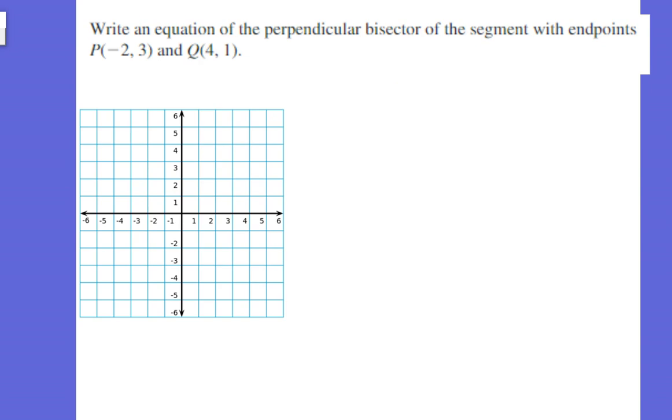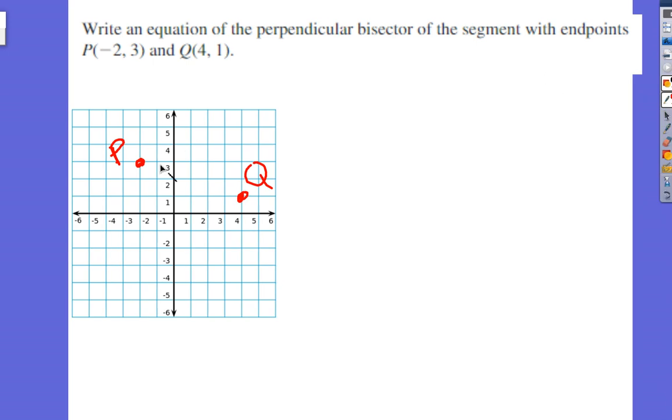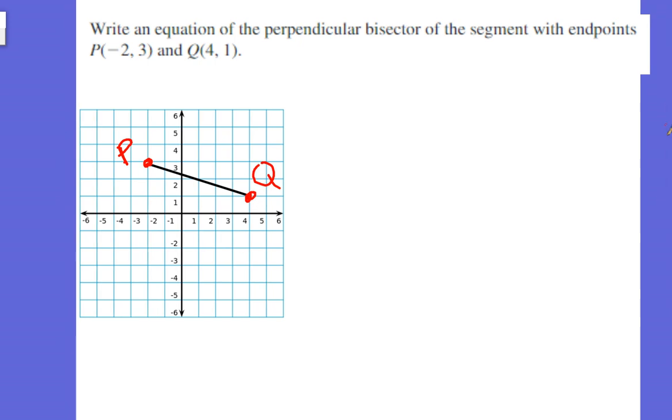We want to write an equation of the perpendicular bisector of the segment with endpoints P and Q. So we want to find the equation for the specific line that will bisect the segment PQ. Let's go ahead and make the segment PQ first and foremost. P is at (-2, 3), so right here. So there's P. And Q is at (4, 1). So we want to actually find the perpendicular bisector of this segment right here. Okay, so that's our goal.